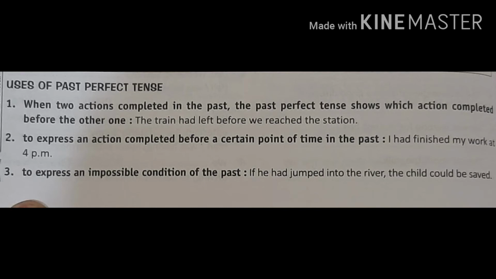We reached the station. Past perfect tense is also used to express an action completed before a certain point of time in the past. For example, I had finished my work at 4 p.m. Past perfect tense is also used to express an impossible condition of the past. For example, if he had jumped into the river, the child could have been saved.